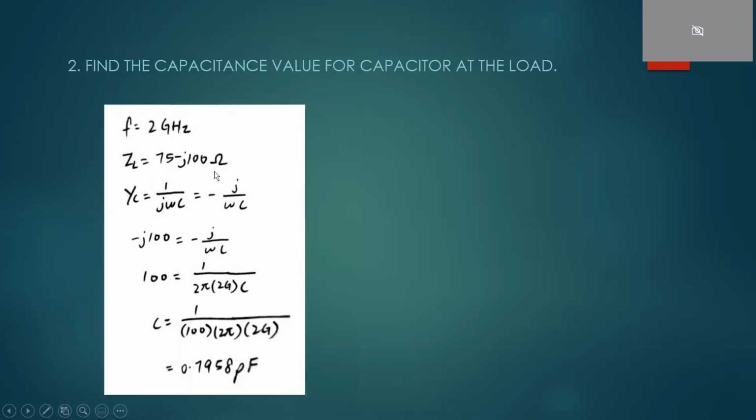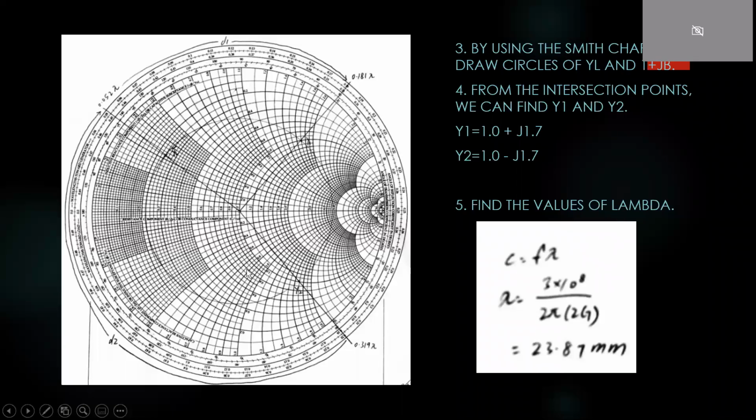The second step, we have to find the capacitance value for the capacitor at the load. Given the frequency is 2 gigahertz, we can find it using the formula. Then after a comparison, we get C equal to 0.7958 picofarad.